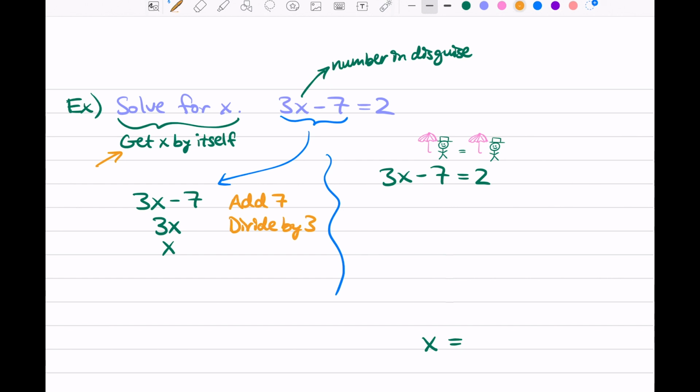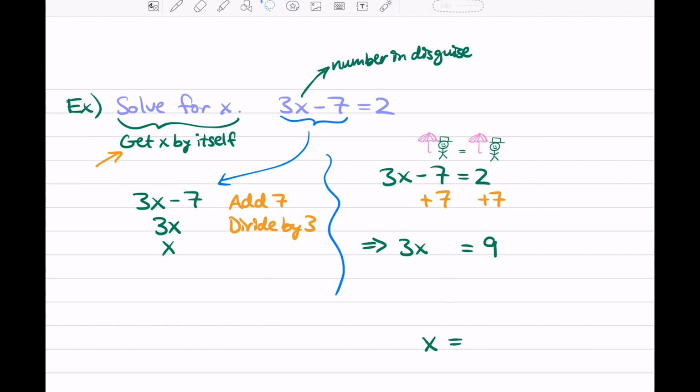So as we did on the left side, something we can do to get closer to that x is add 7 to that 3x minus 7. Well, with an equation, if you do something to the left side, you also need to do it to the right side. So what do you have after that? You added 7 to both sides, so you get just that 3x, and that minus 7 plus 7 just becomes 0. And on the right, you have 2 plus 7, becomes 9.